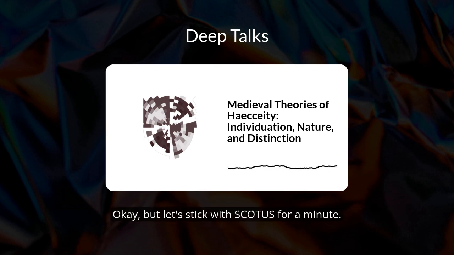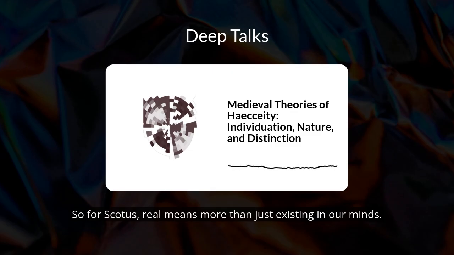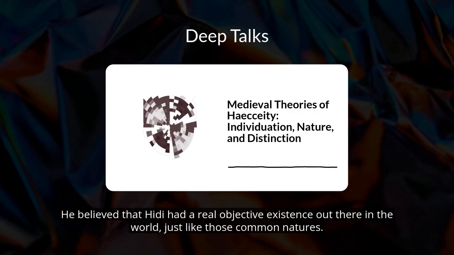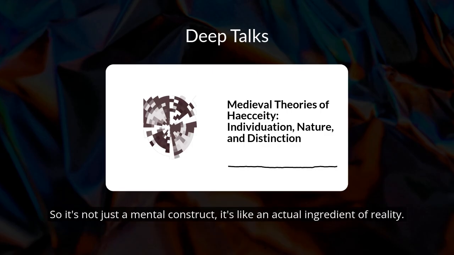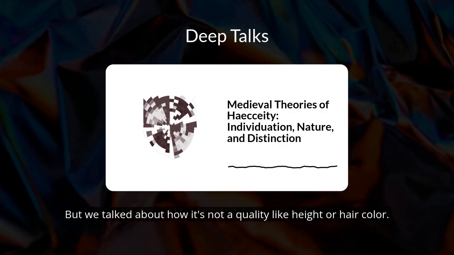Okay, but let's stick with Scotus for a minute. He was adamant that Haecceity is real. What exactly did he mean by that? So for Scotus, real means more than just existing in our minds. He believed that Haecceity had a real objective existence out there in the world, just like those common natures. So it's not just a mental construct, it's like an actual ingredient of reality. Exactly. But we talked about how it's not a quality, like height or hair color.